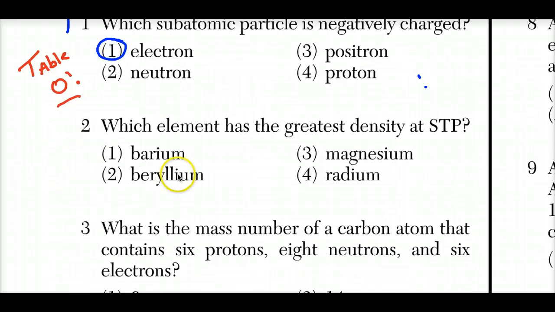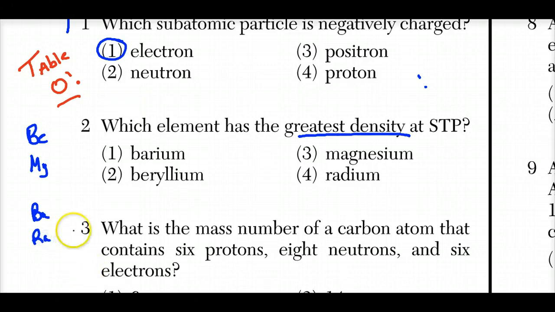Number 2: which element has the greatest density at STP? Looking strictly at density, I'm looking at these atoms: barium, beryllium, magnesium, and radium. Something looks very common to me, and these are all alkaline earth metals. If you look in the reference table, you'd see beryllium, you'd see magnesium, we'd skip some metals, and we would have barium and radium. And calcium and strontium certainly are in the same column.